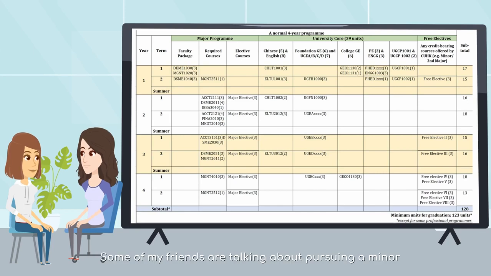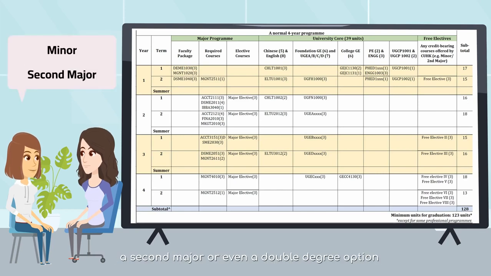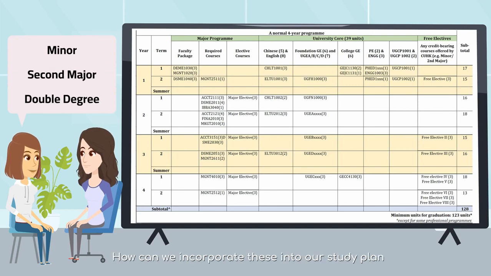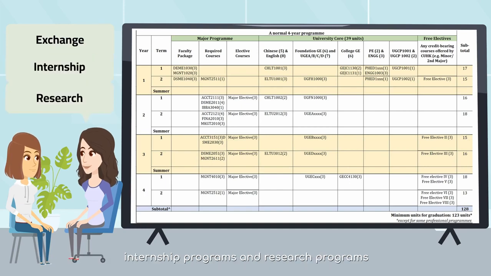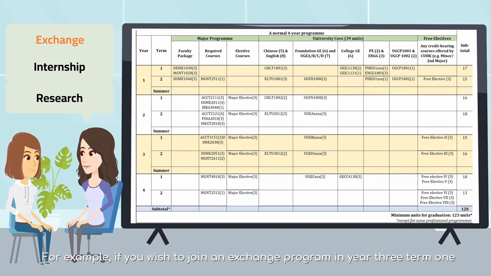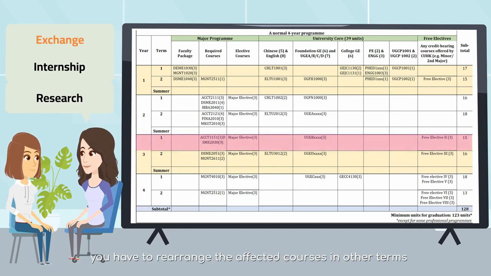Some of my friends are talking about pursuing a minor, a second major, or even a double degree option. How can we incorporate these into our study plan? You can use your free electives to plan these study options. You may also take advantage of opportunities like overseas exchange programs, internship programs, and research programs. For example, if you wish to join an exchange program in Year 3, Term 1, you have to rearrange the affected courses in other terms or apply for credits transfer.